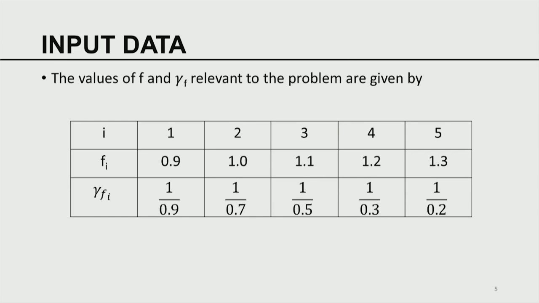So here are some basic values relevant to the problem. F_i, i is 1, 2, 3, 4, 5. That means I have 5 channels with 5 different frequencies. The frequencies are given in some scale. Let us not worry about the scale. So the frequency ranges from 0.9 to 1.3, increasing values of the frequency. These are some scaled values or normalized frequency.